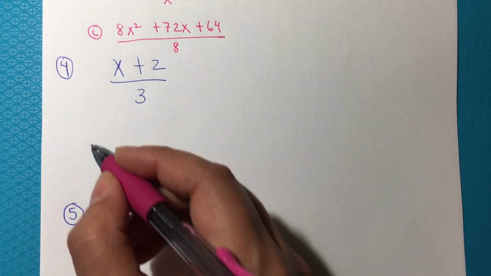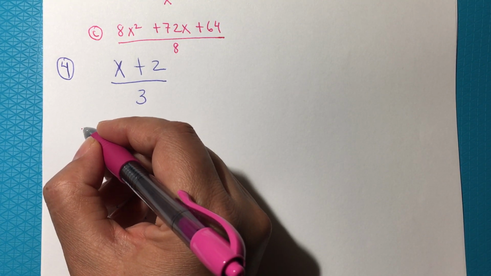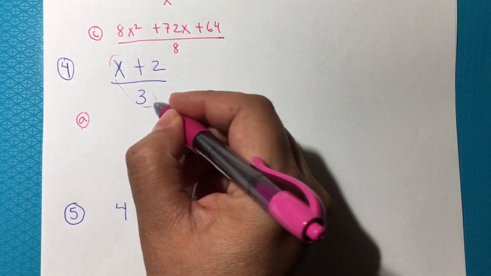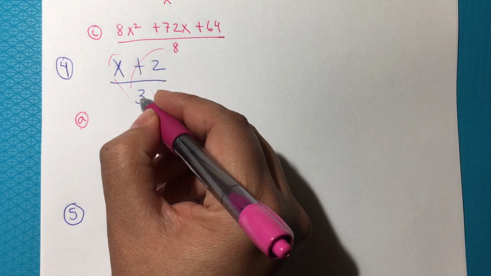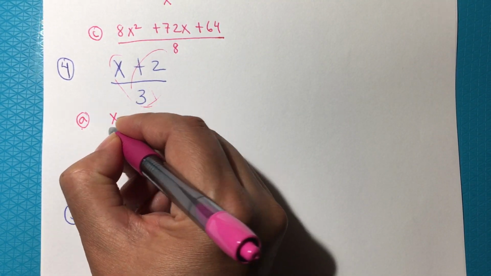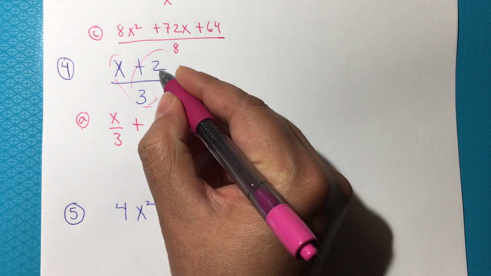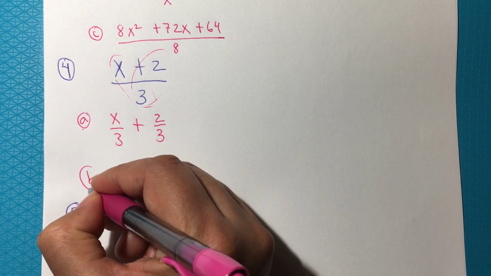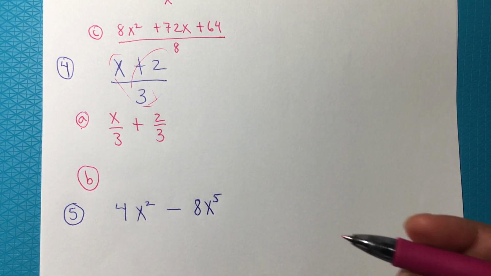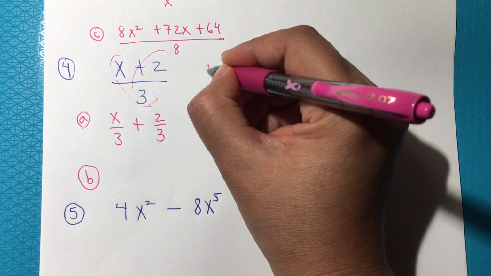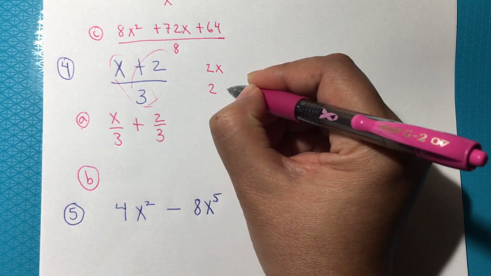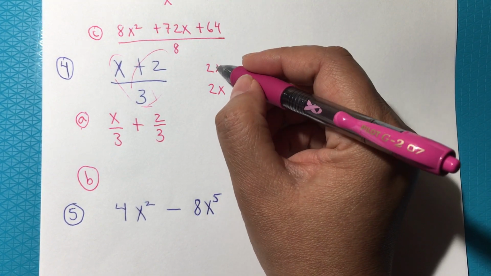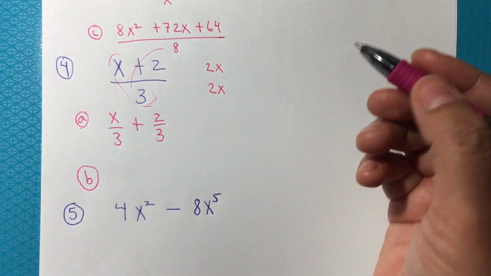For number 4, one of the ways I can think of to rewrite it is separating each term. So x divided by 3 is x thirds, plus 2 divided by 3 is 2/3. That's one way. A different way will be by multiplying by any 1, because this is divided by itself, it's 1, and just multiply each term, okay?